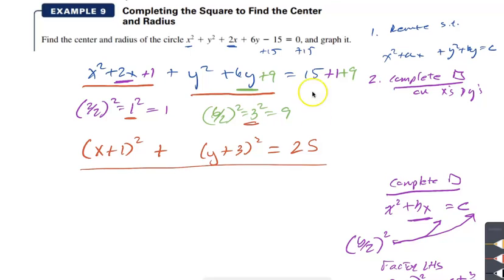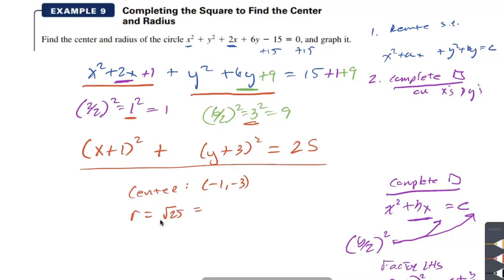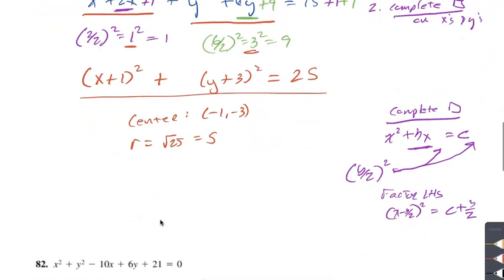And given that, I could find the center, right? Inside opposite for both of them, because they're both in this solved form, which is -1 and -3. And I can find my radius. Remember, this is r squared, so my radius is the square root of that. So it is 5.